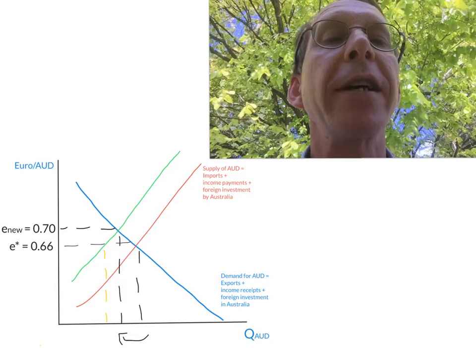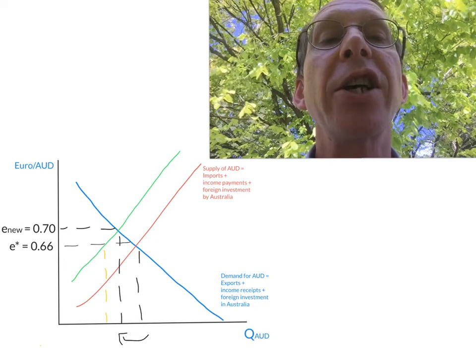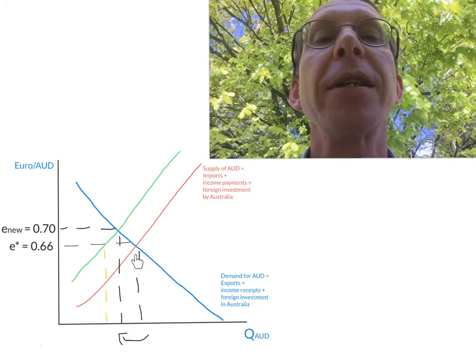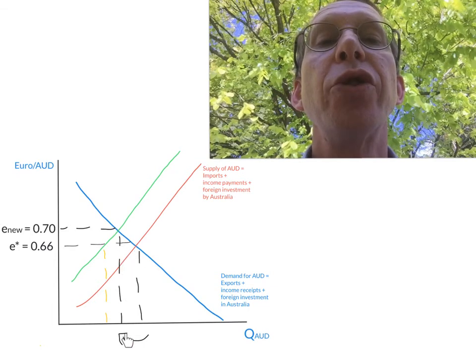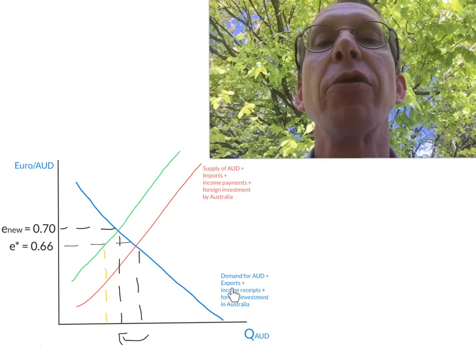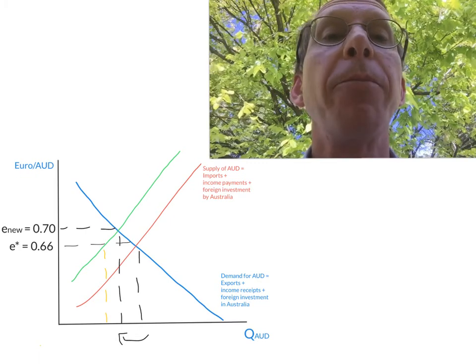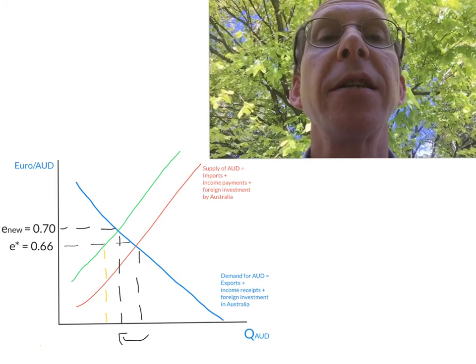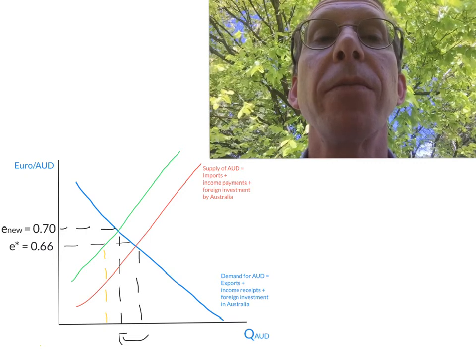But there's two other effects caused by the appreciation of the Australian dollar. The first is a reduction in the quantity of Australian dollars demanded. That reduction is due to a reduction of exports. As the Australian dollar appreciates in value, then our products become more expensive to people overseas, and they buy fewer of them. So our exports fall.